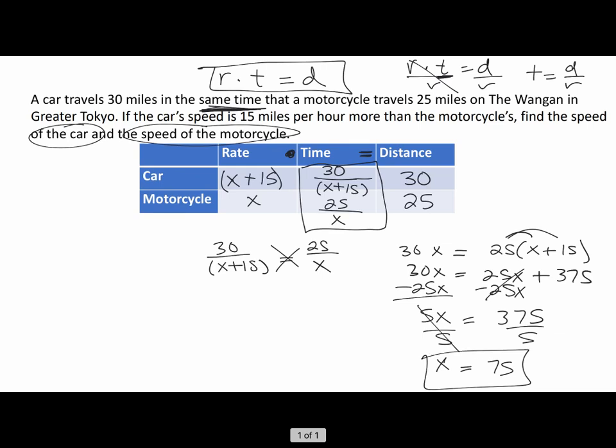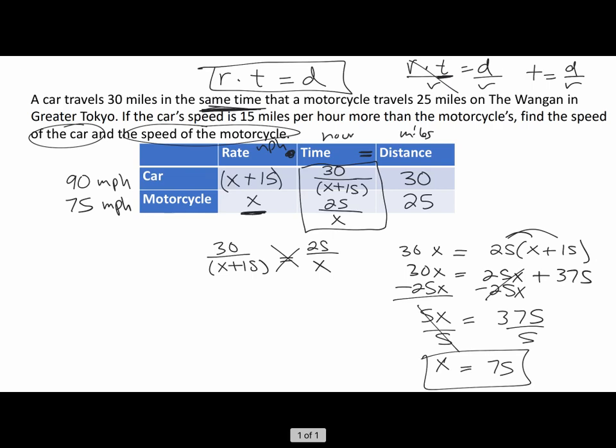Okay, so what does x stand for? Let me go back up here. x is the speed of the motorcycle, so 75, and if this is miles and this is hours, this is miles per hour for the speed. Does that seem reasonable for the motorcycle to be going 75 miles per hour? Let's see what the car's speed is then. If I add 15 to that, that's going to be 90 miles per hour. So does that seem reasonable?